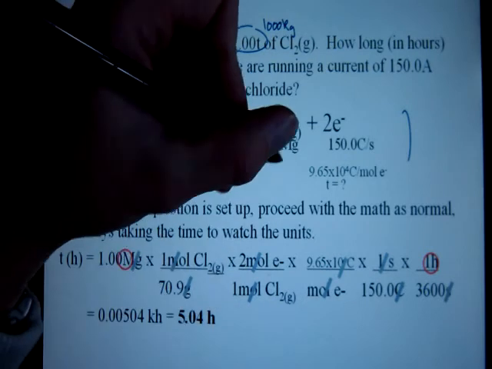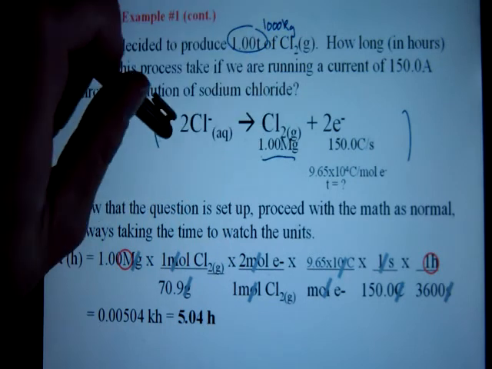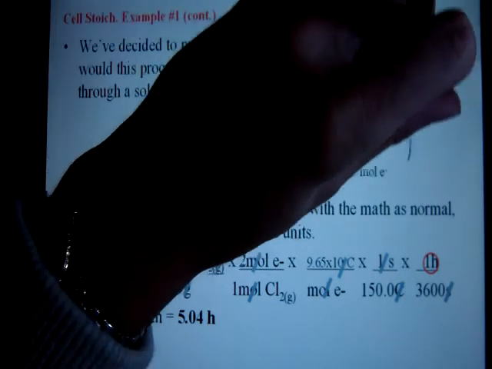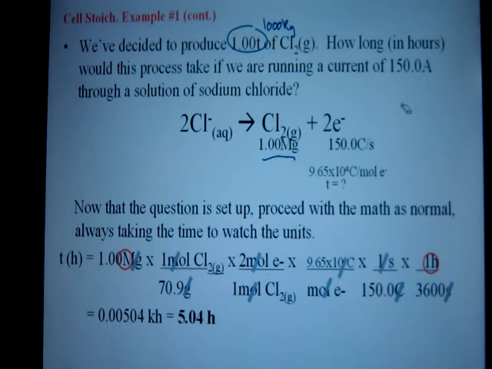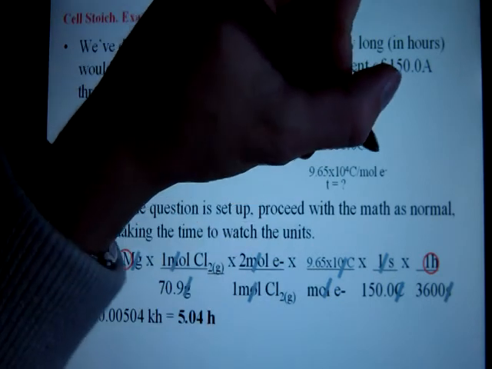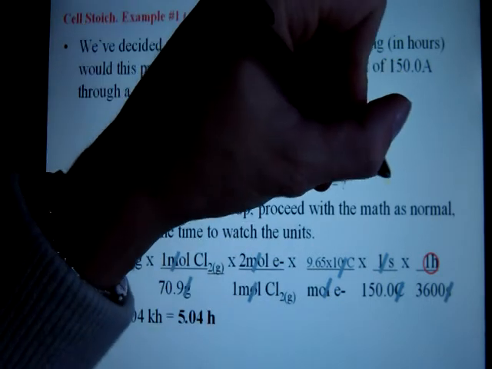So I have 1 megagram of chlorine gas. Then I have the current of 150 amps. I'm looking for the time it takes. And then I have my Faraday's constant. All of those types of things, anything to do with current, charge, time, all those things go under electrons.